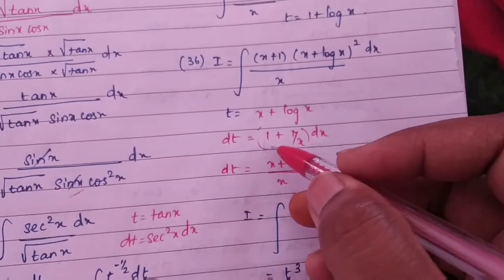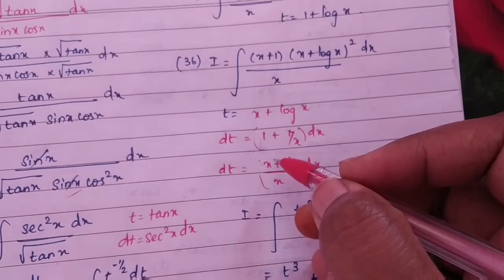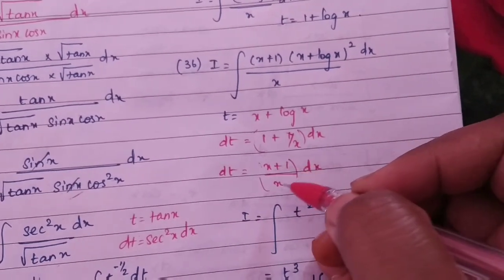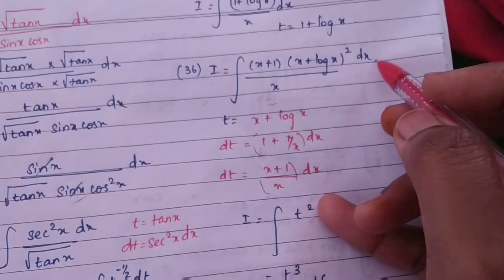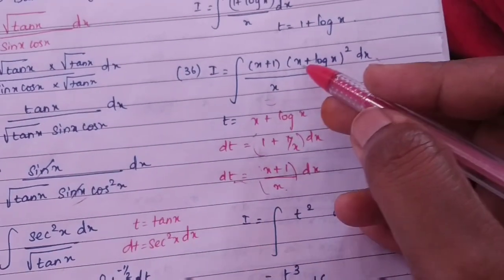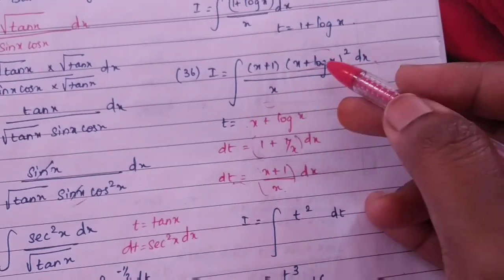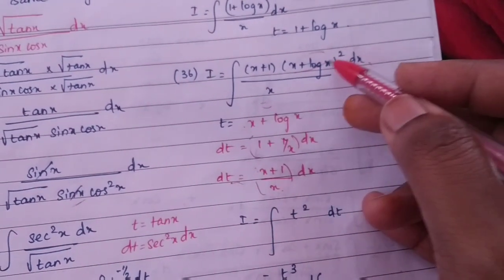After this, take LCM for this. When you take LCM, you will be getting (x plus 1) divided by x into dx. Now when you see the integral, (x plus 1) by x into dx, you can write it as dt. And this can be taken as t. This is (x plus log x) the whole square, therefore it will be t square.